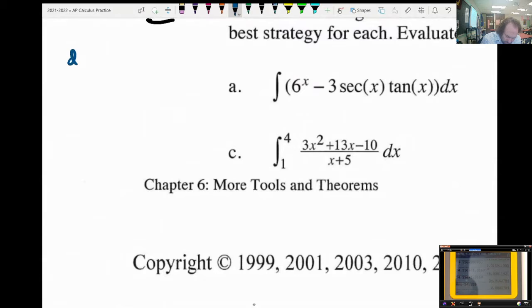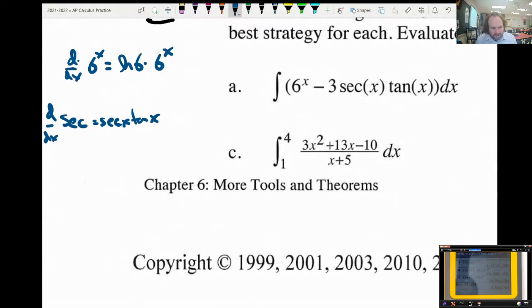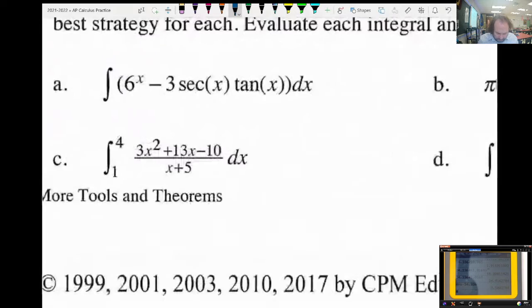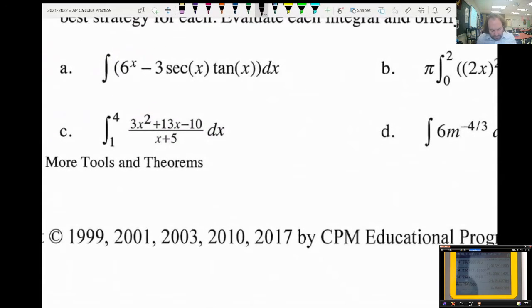I do know that the derivative of 6 to the x power is the natural log of 6 times 6 to the x, and we'll talk about that in class later on. I also know that the derivative of secant, d/dx of secant, is the secant of x times the tangent of x. So we're going to use this information to think backwards about this first problem here. First of all, if you take the derivative of 6 to the x power, you do get natural log of 6 times 6 to the x power.